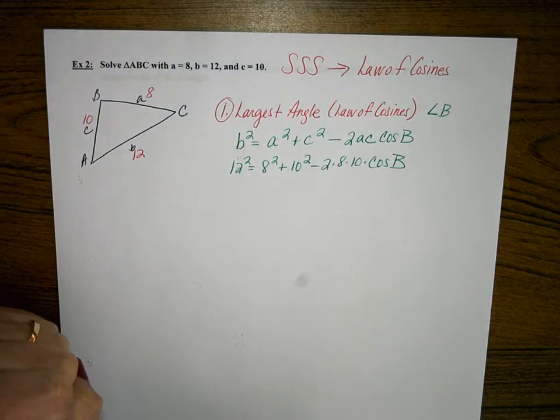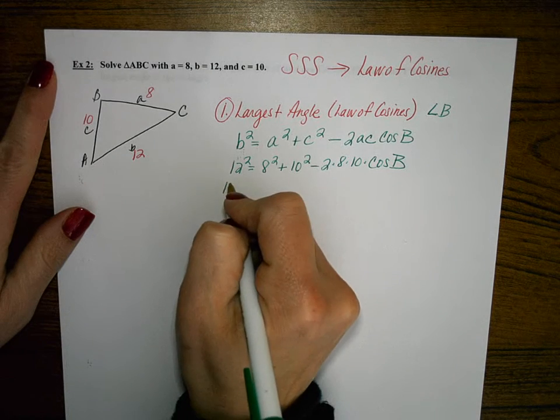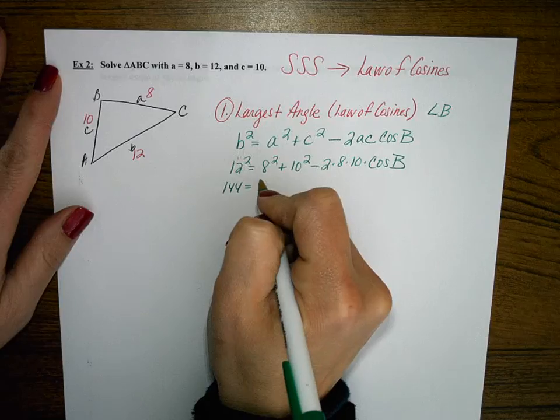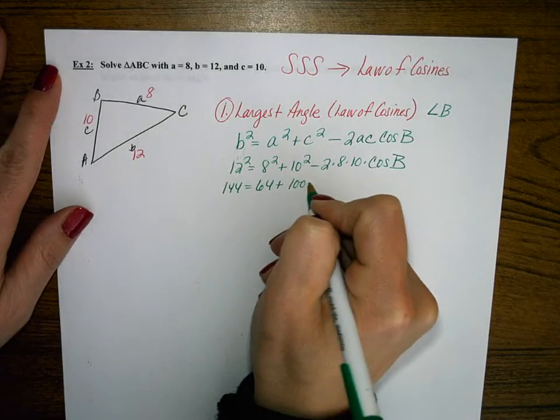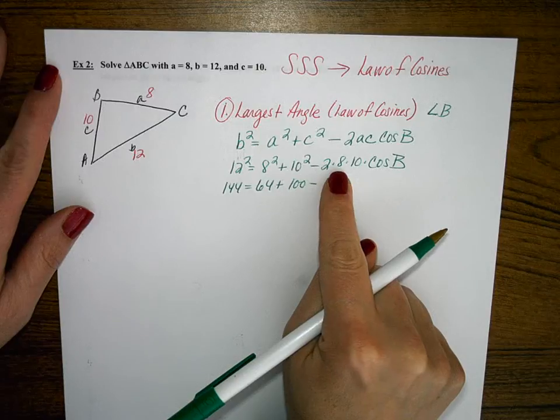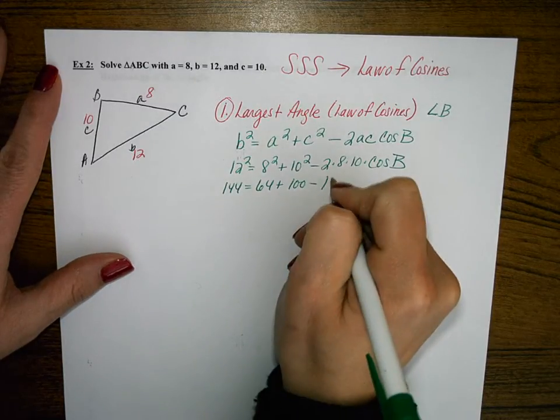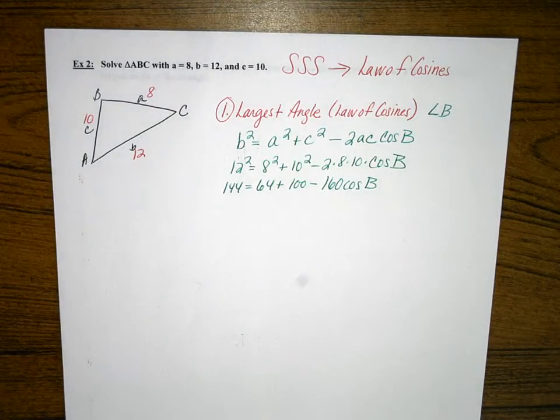All right, very quickly working together here, what's 12 squared? 144 is equal to 8 squared, 64, plus 10 squared, 100. Subtract. All right, what's 2 times 8? 16 times 10 is 160 cosine of angle B. Now I've got a comment. What do I do next?